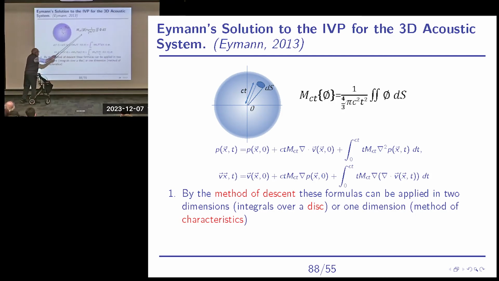This is derived in 3 dimensions, but it applies in 2 dimensions because you just assume there's no dependence on the third direction. It also applies in 1 direction. You assume there's no variation in this direction or in that direction. In that case, what you get back, of course, is the method of characteristics. If it's exact in 3 dimensions, it must be exact in 1 dimension.